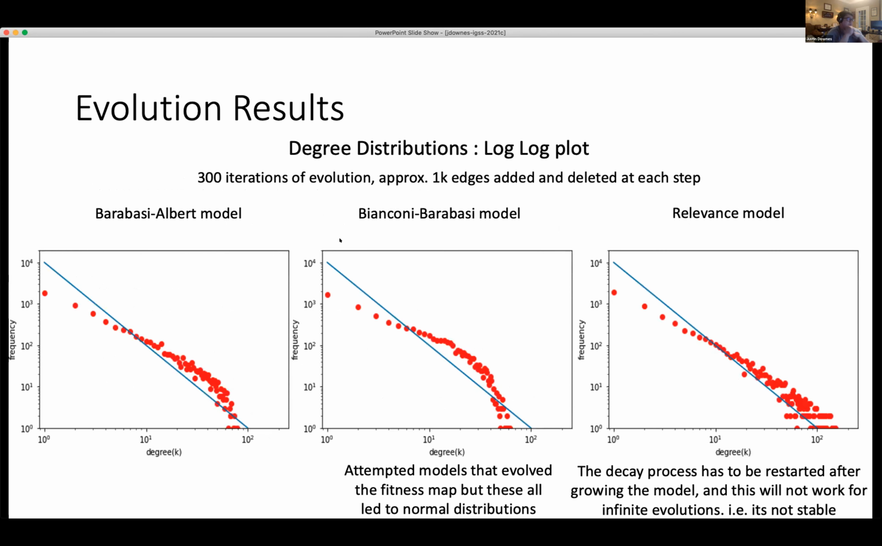So here are the results after 300 iterations of evolution, with about 1,000 edges added and deleted at each step. There are about 10,000 nodes in the graph, and it was grown with 3 edges added each time. So there are approximately 30,000 edges in the network, and that ratio is roughly preserved since we're removing and adding 1,000 edges at each time.